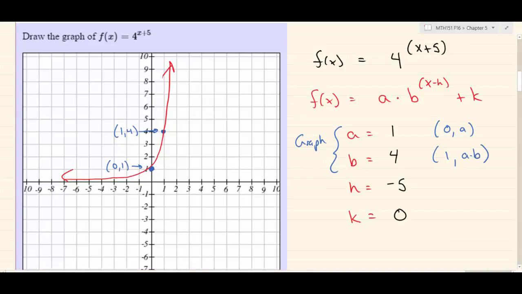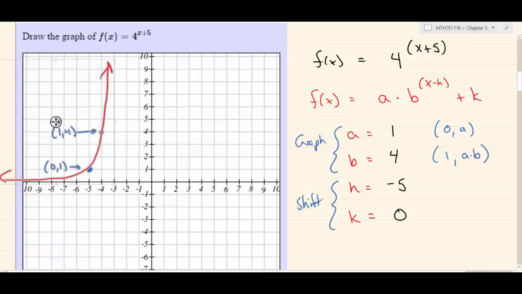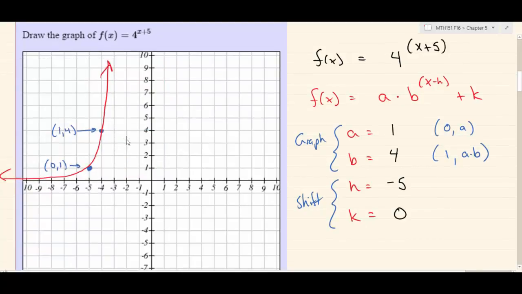Now let's employ h and k. You apply your horizontal and vertical shifts to this baseline graph. We're going to have a horizontal shift of -5, so we're going to move this entire graph to the left 5 units. Watch this. I'm going to grab this graph and shift it 5 units to the left: 1, 2, 3, 4, 5. I'm not going to shift it up or down because k is equal to 0.